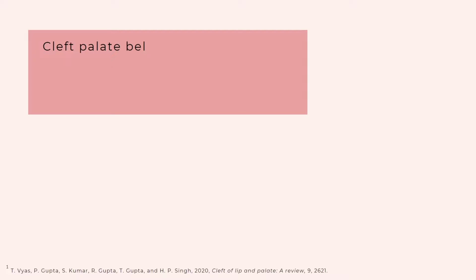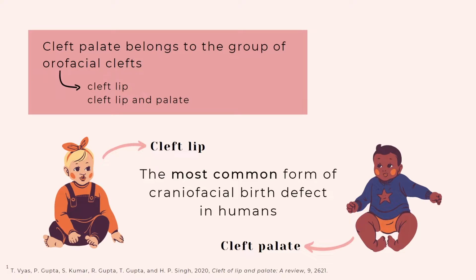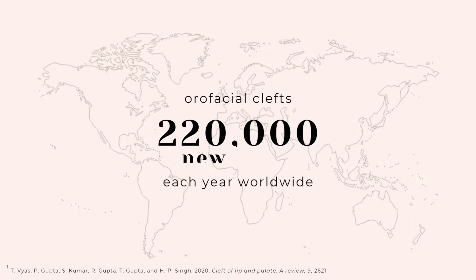It belongs to the larger group of orofacial clefts, which also includes other congenital abnormalities in the upper lip and teeth socket. Orofacial clefts are the most common form of craniofacial birth defect in humans, with an estimated total of 220,000 new cases each year worldwide.